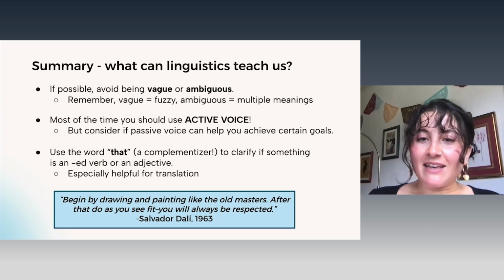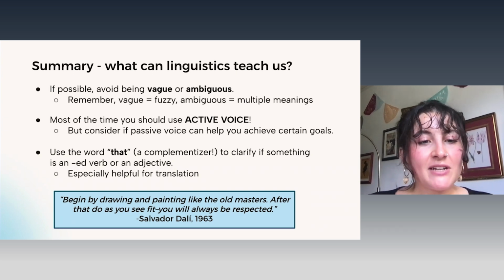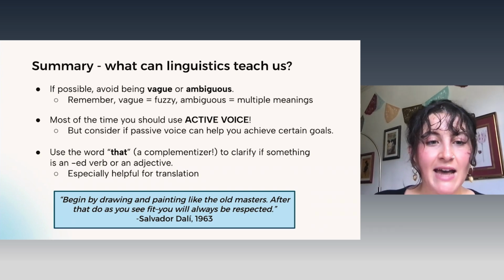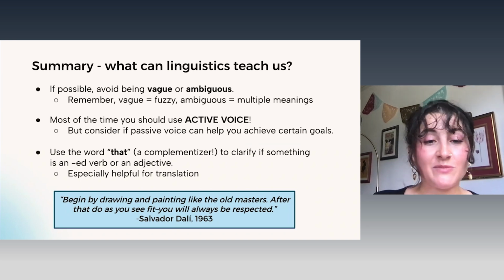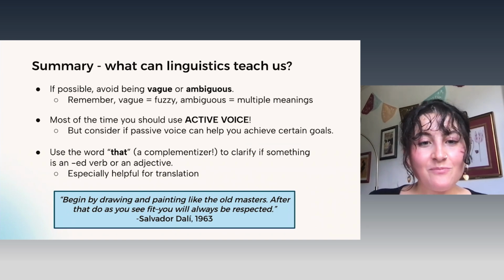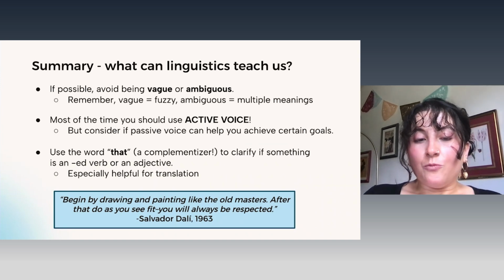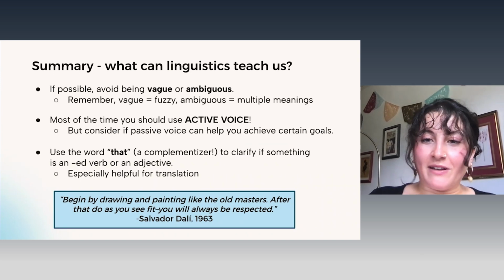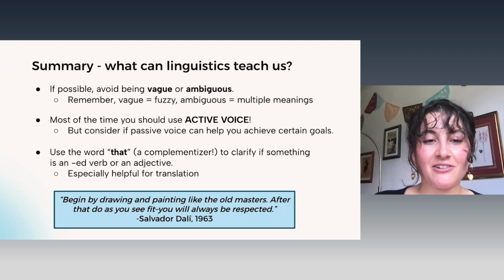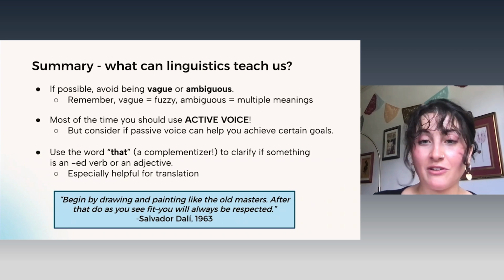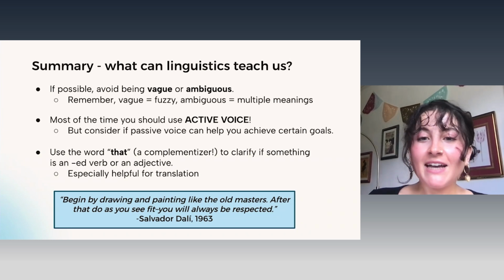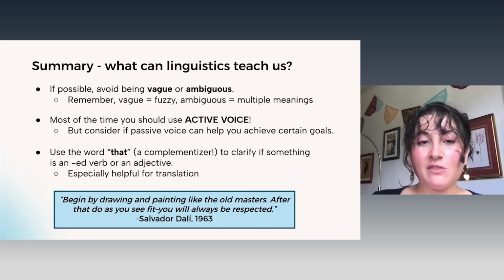And to wrap things up, I just like this quote from Dali, which is, "Begin by drawing and painting like the old masters. After that, do as you see fit. You will always be respected." I like that because it's this idea of, yes, we have style guides, and yes, we need to understand them before we can break the rules. So once we understand our style guides and what's actually going on with our language and writing, we can use it to our advantage and maybe think outside the box.